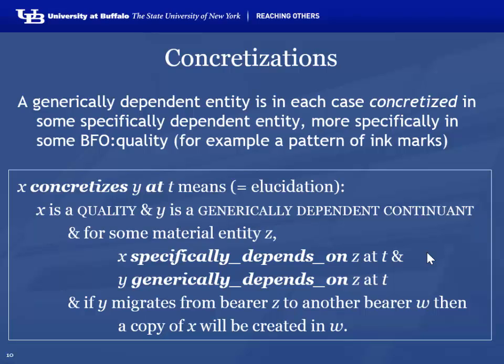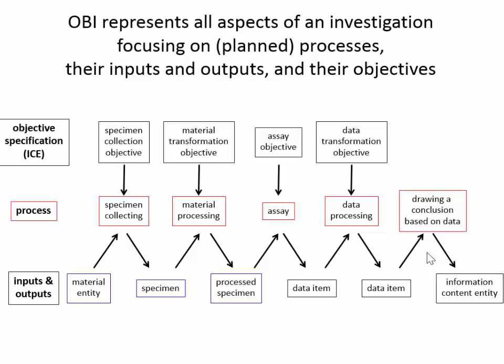So concretizations. I'm going to have to deal with the fact that information content entities are concretized in paper printouts or in arrays of pixels on a screen, or in carvings in stone, gravestones, and so forth. So GDCs can migrate from one place to another. Whenever they migrate, they start out being concretized in one pattern of ink or pixels or carving, and they end in another pattern, which is a very similar pattern of ink or pixels or carving. So they are concretizations.